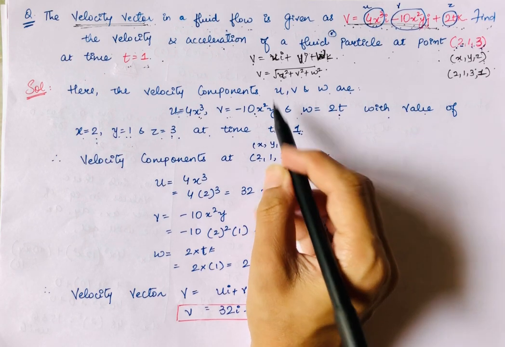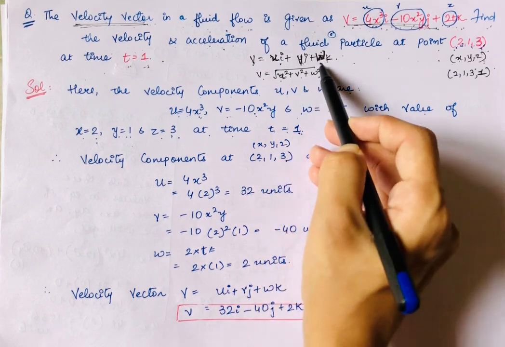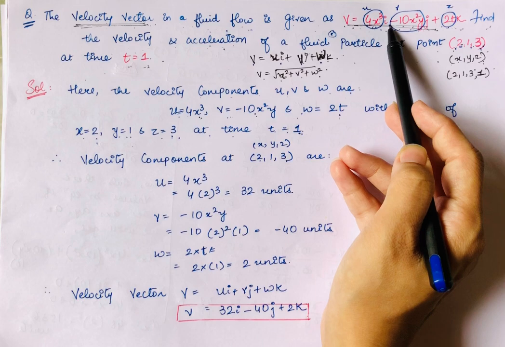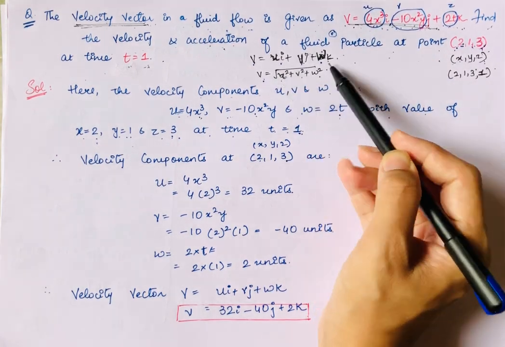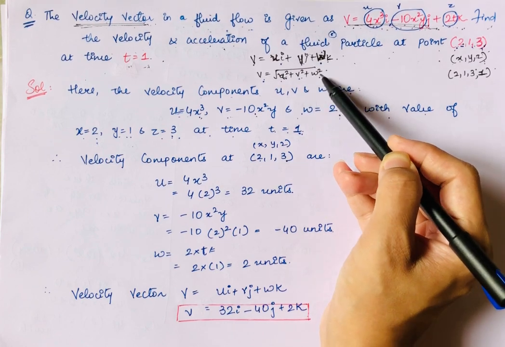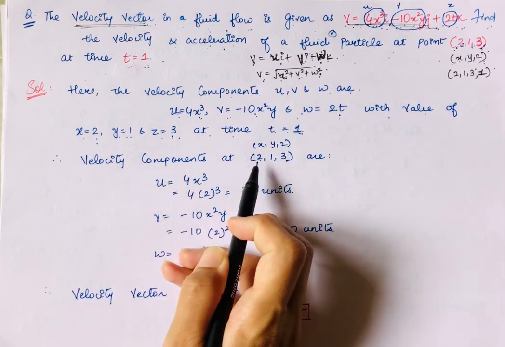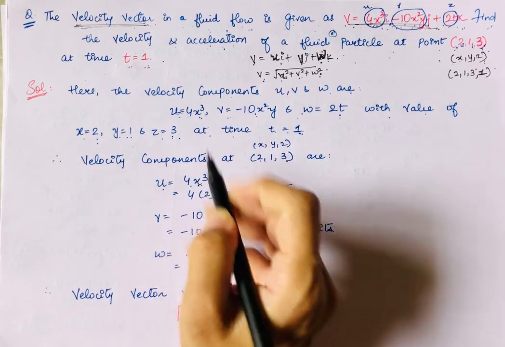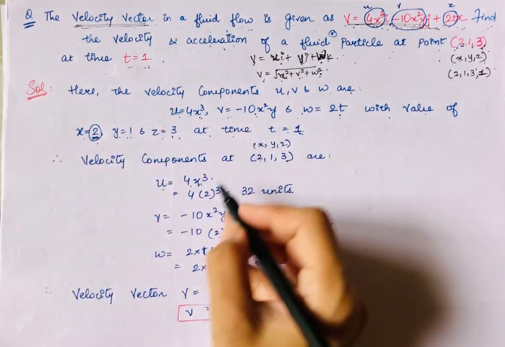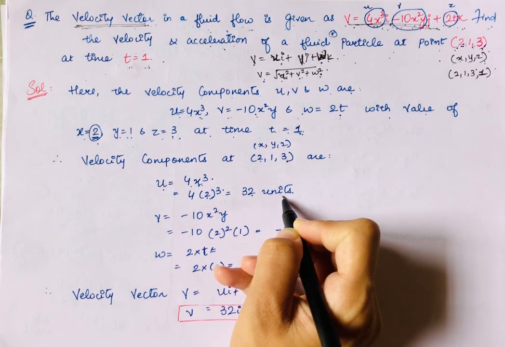Okay, and its resultant velocity is capital V, which is equal to ui + vj + wk, that is given in the vector form as in the equation, and we need to determine the resultant velocity, that is the square root of u² + v² + w². Okay, so let's start with the solution. Here velocity components are given, so u = 4x³. Now substituting x = 2, so 4 × 2³ is equal to 32 units.